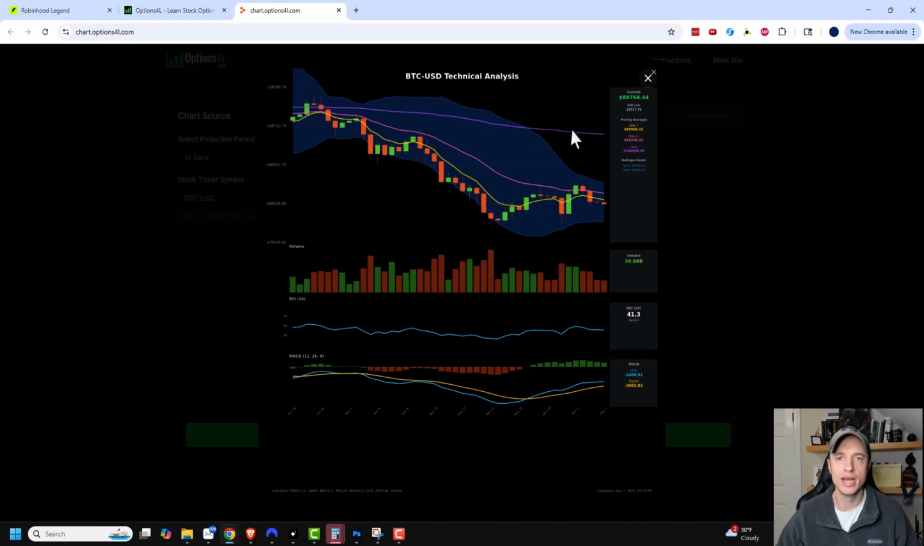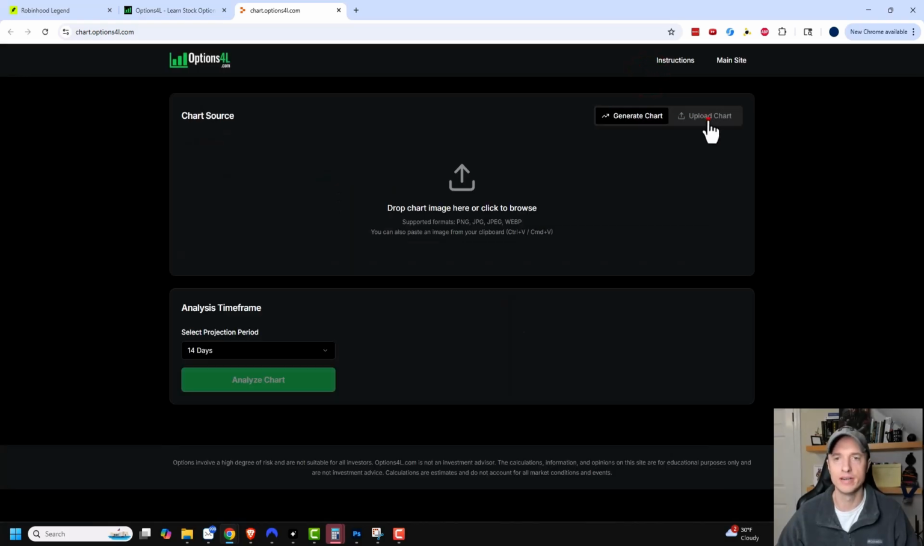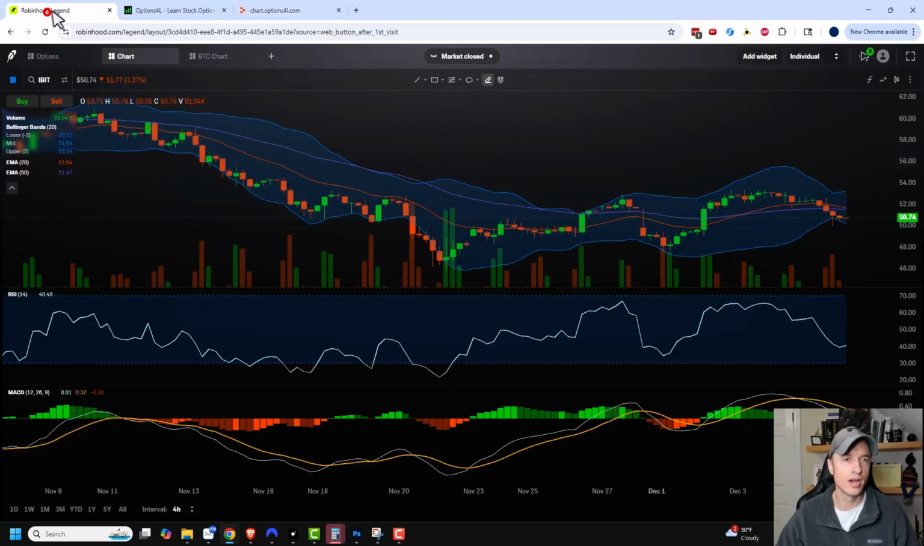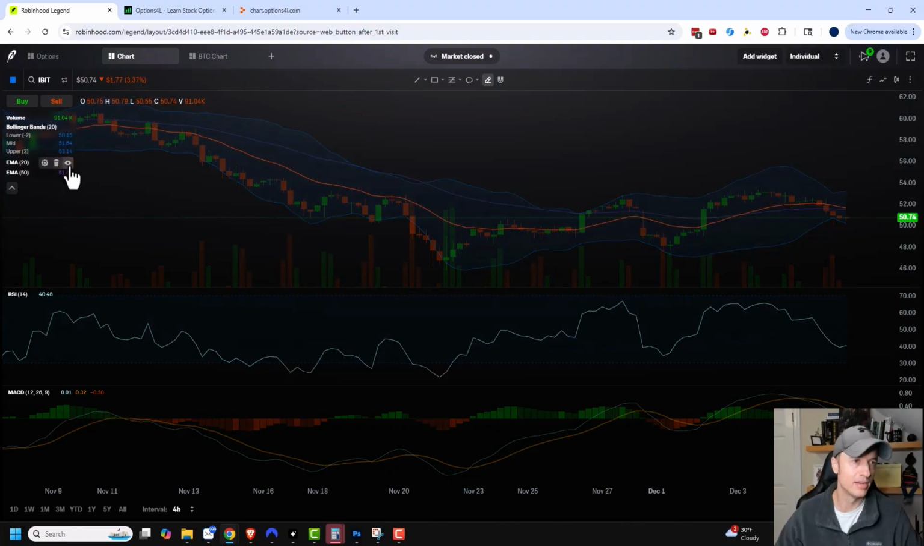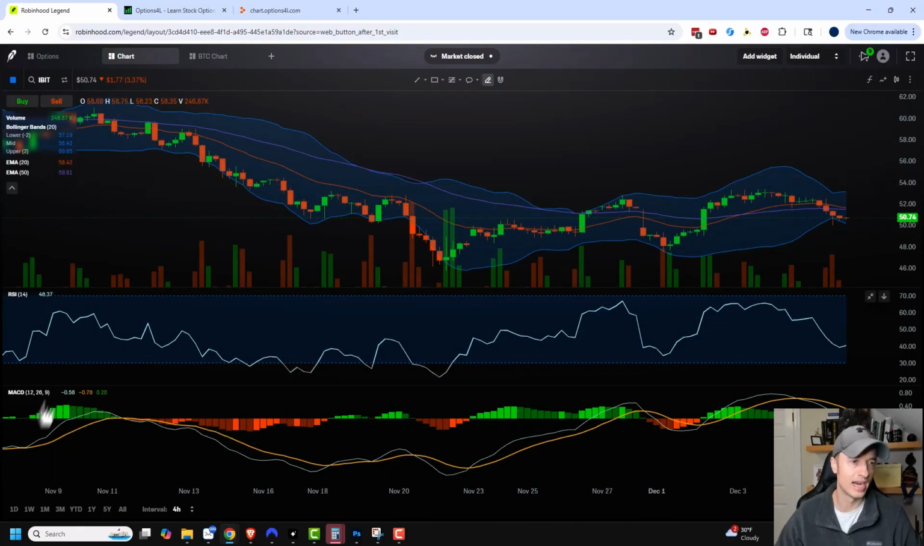But let's say that you want to go ahead and use your own chart. So come over here to upload chart. You generate your own chart, just like I have right here. I have an IBIT chart. Now, one thing I do want to point out: if you do generate your own chart, make sure that your cursor is all the way to the right or off the screen when you take the picture of your screen, because you see all these numbers over here, like the Bollinger Bands and the EMAs and everything that I have, and the RSI and the MACD.